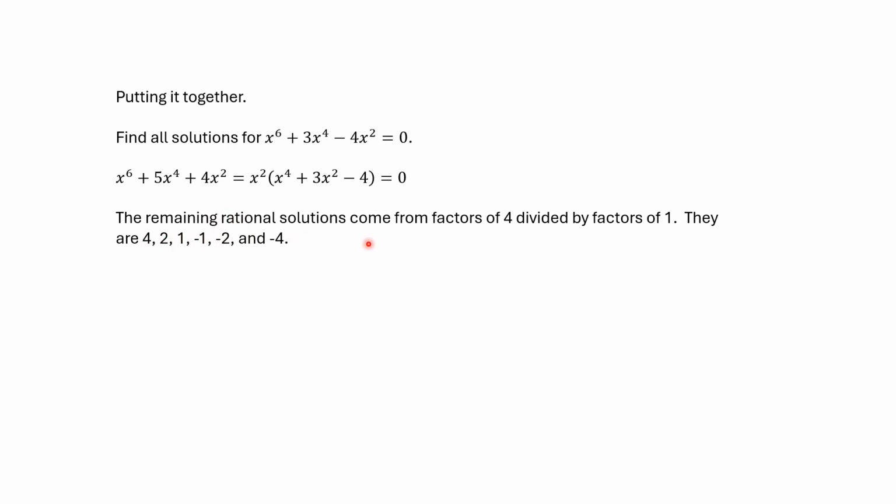For the remaining solutions, I'll take the factors of 4 and 1, and so I have 4 over 1. Another factor of 4 is 2, 2 over 1. The other one is 1, 1 over 1, and the negatives. So I end up with 6 candidates. This one is nice. They're all integers.